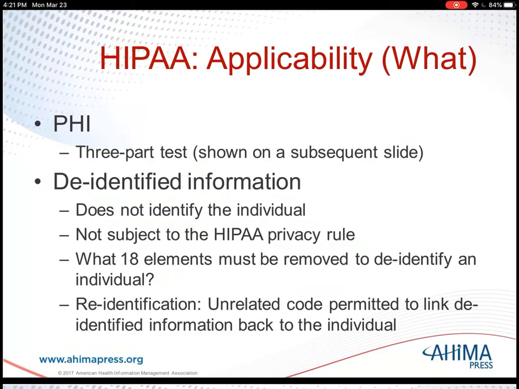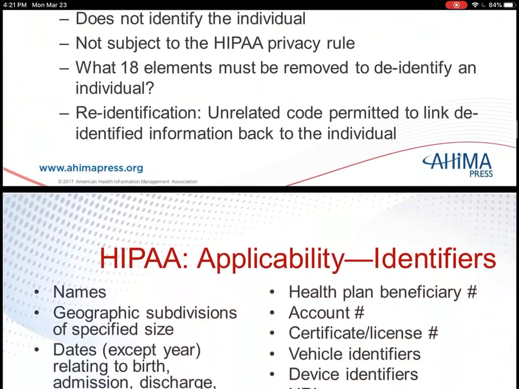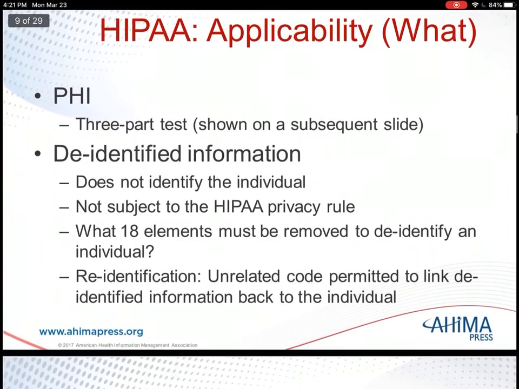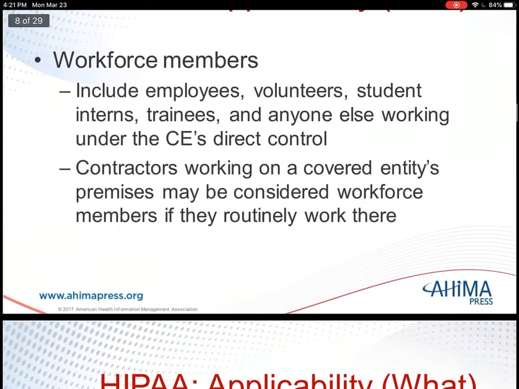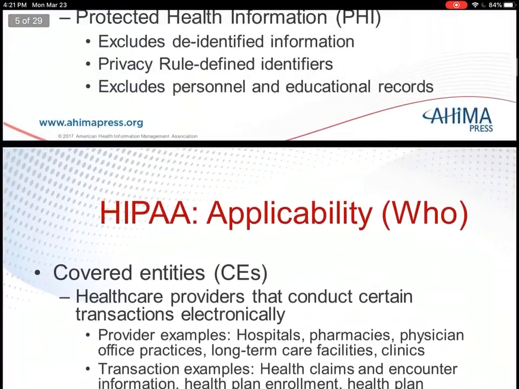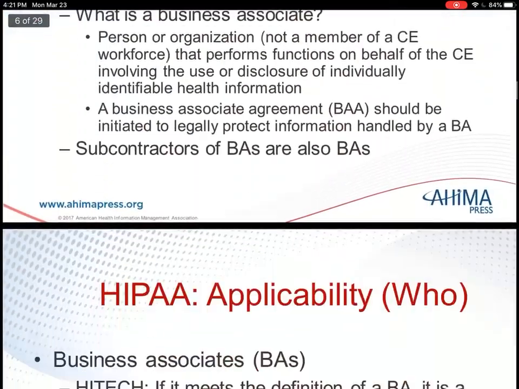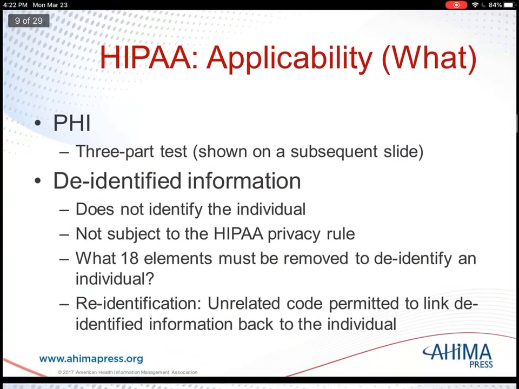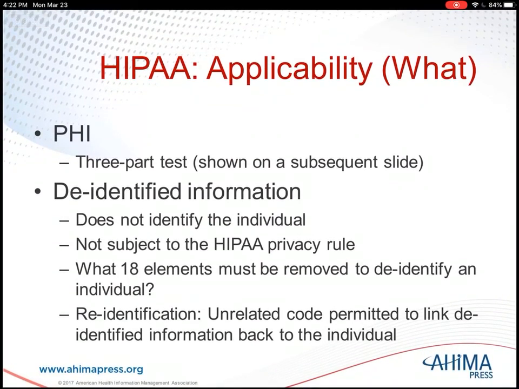So on 213, the privacy rule safeguards a category of information called protected health information. That's our PHI. To be PHI, it must pass a 3-part test. Now, that's going to be shown on a subsequent slide. I haven't seen that. I think they lied to me. So anyway, back to our slide here.